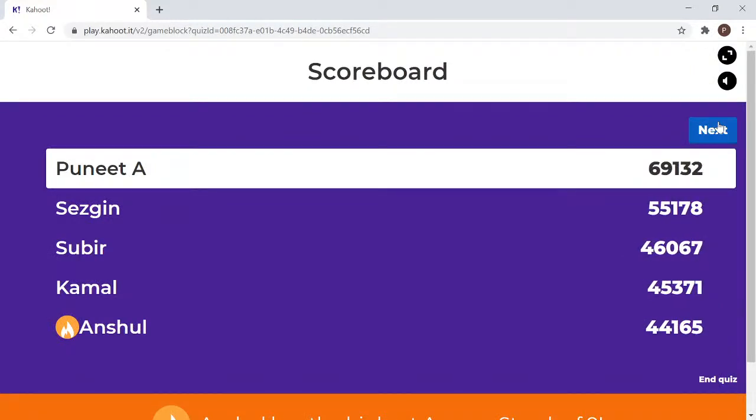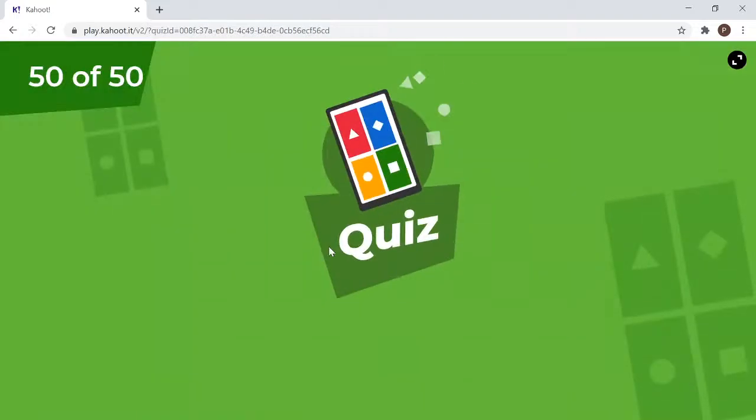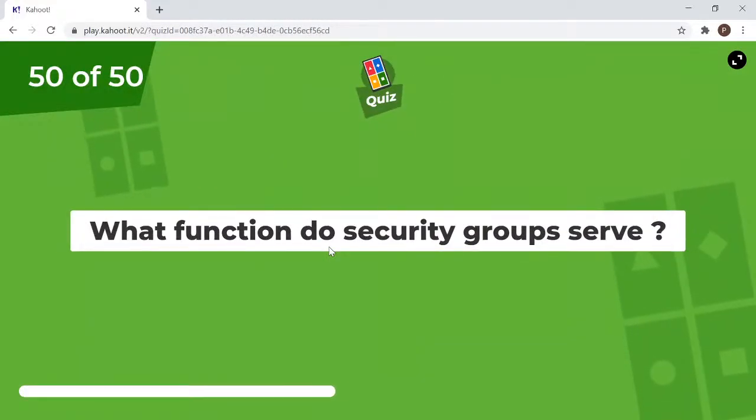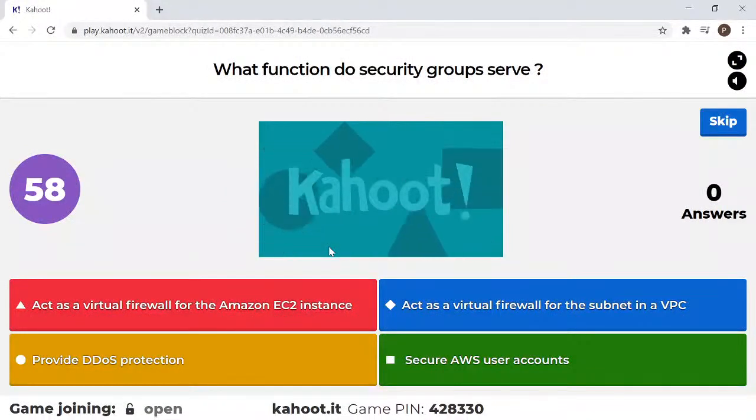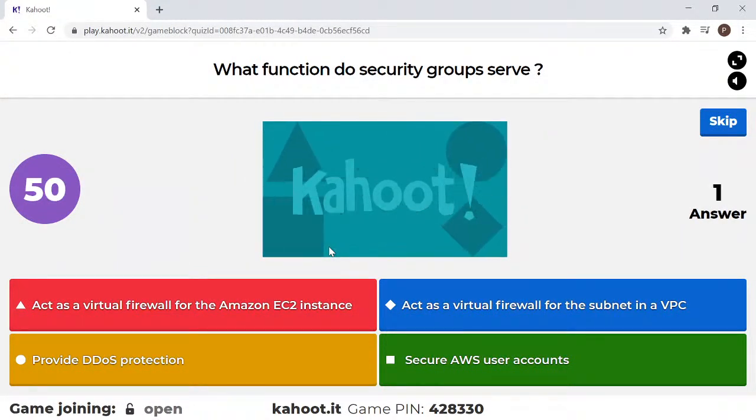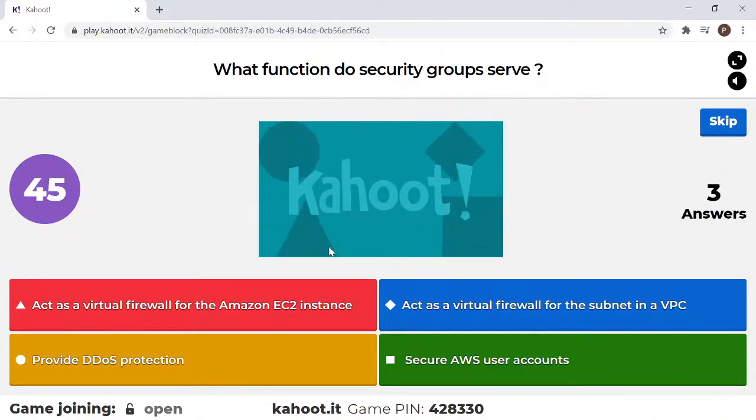No change at all in the scoreboard. And we do have the last question. What function do security groups serve? Do they act as a virtual firewall for Amazon EC2 instance? Do they act as a virtual firewall for a subnet in a VPC? Do they provide DDoS protection? Or are they used in securing AWS user accounts?